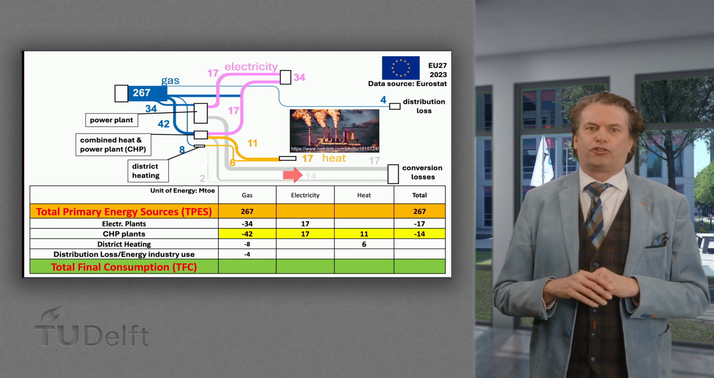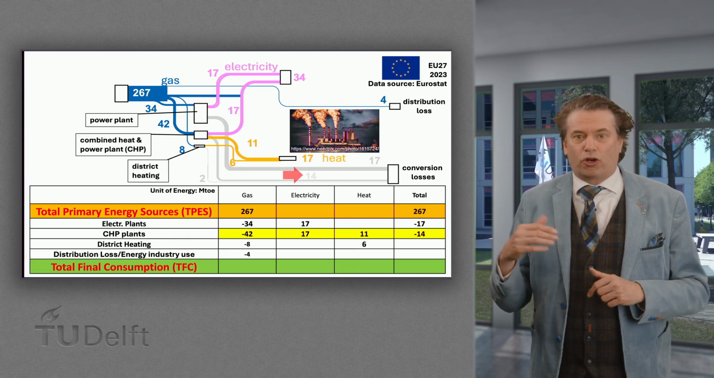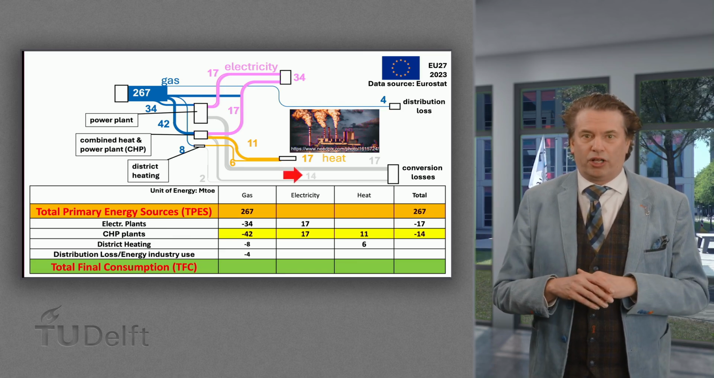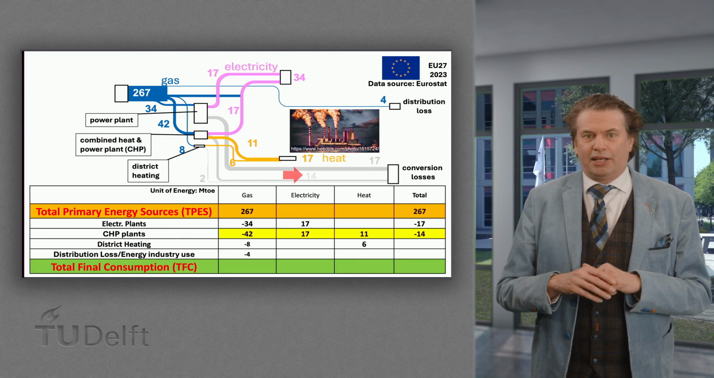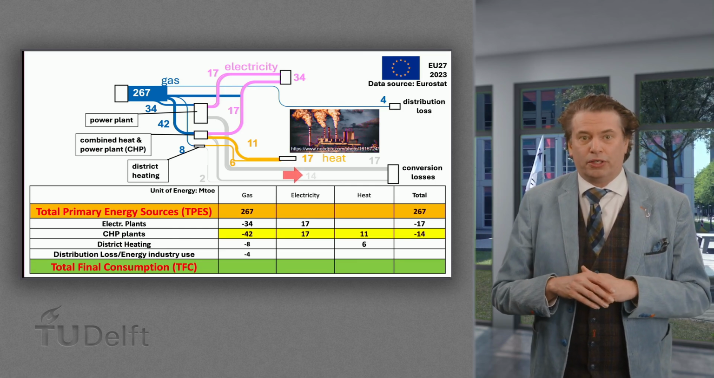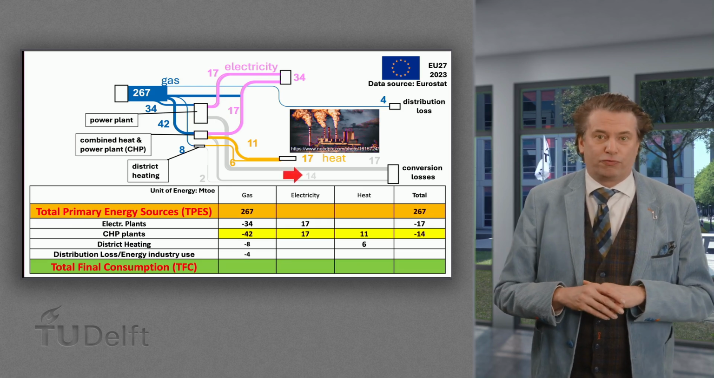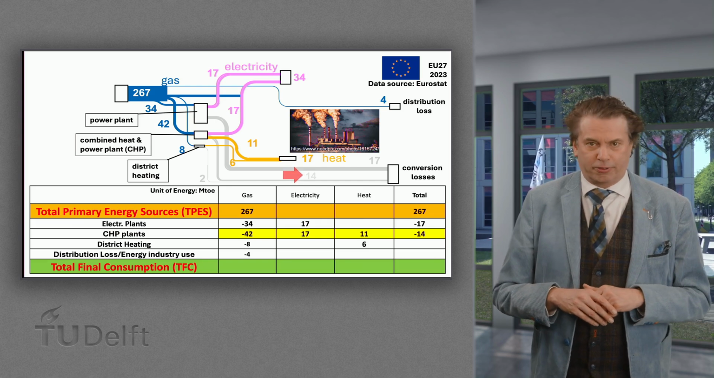The conversion losses of the combined heat and power plants are represented in the total column as minus 14 megatons oil equivalent. It is again the sum of the row gas plus electricity plus heat, thus minus 42 plus 17 plus 11 is equal to minus 14 megatons oil equivalent.